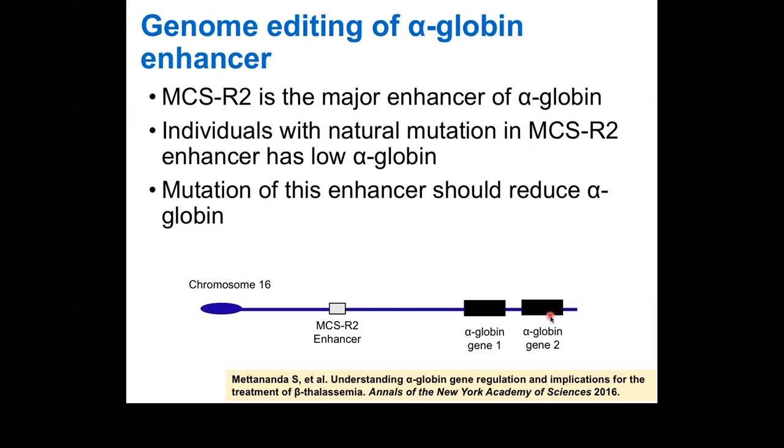The other aspect, that we have been working on in collaboration with the University of Oxford, is to mutate an enhancer of alpha globin. We have identified a specific enhancer of alpha globin, which is located upstream of the alpha globin genes. This enhancer is quite critical for the expression of alpha globin. When you have mutations of this enhancer in natural humans, they reduce the production of alpha globin. So what we thought is, if we can mutate this enhancer, that will reduce the production of alpha globin, so the alpha globin excess in red blood cells will be less.